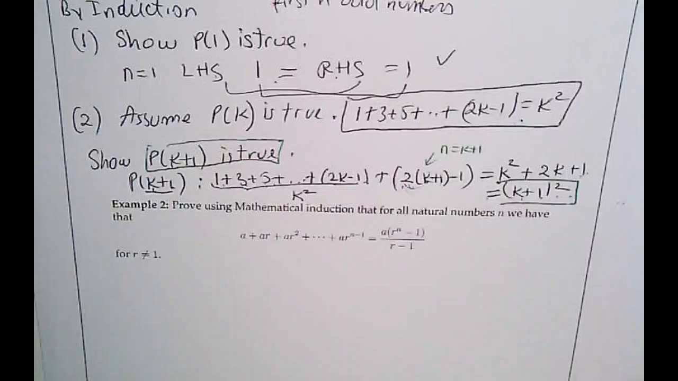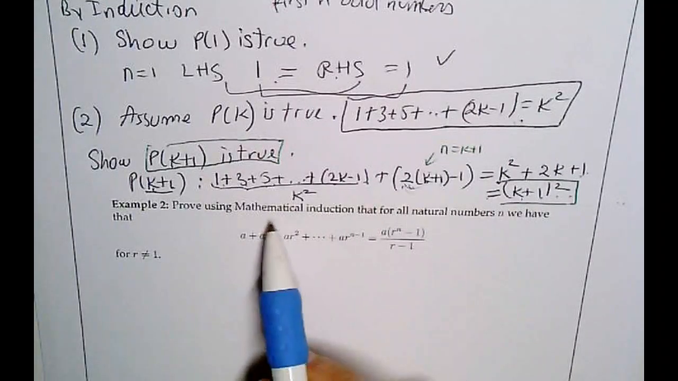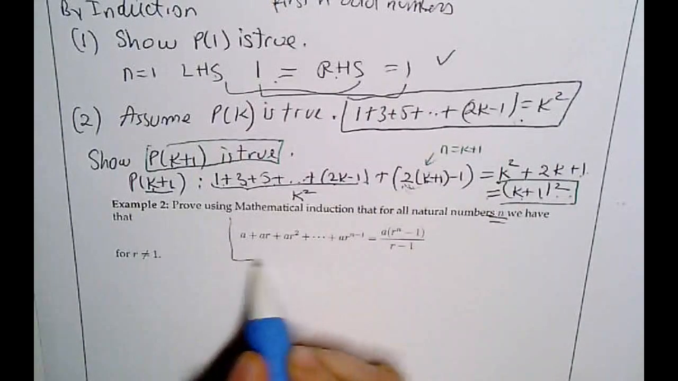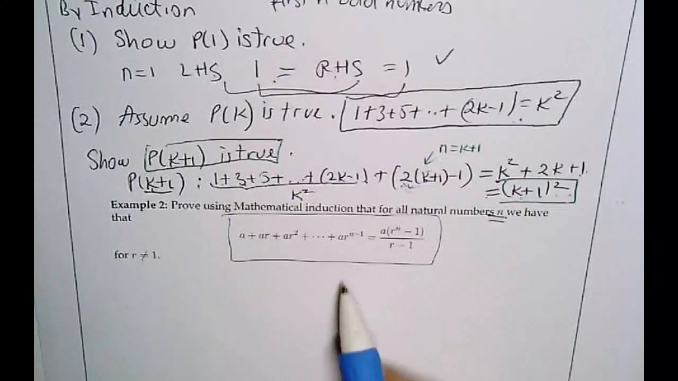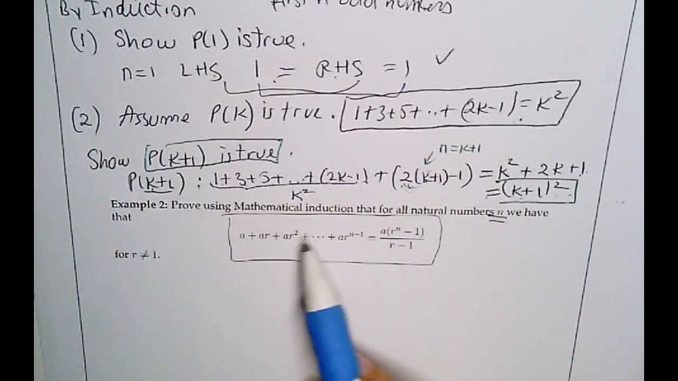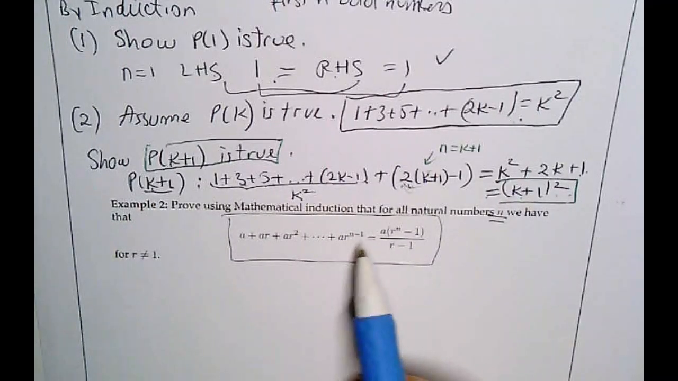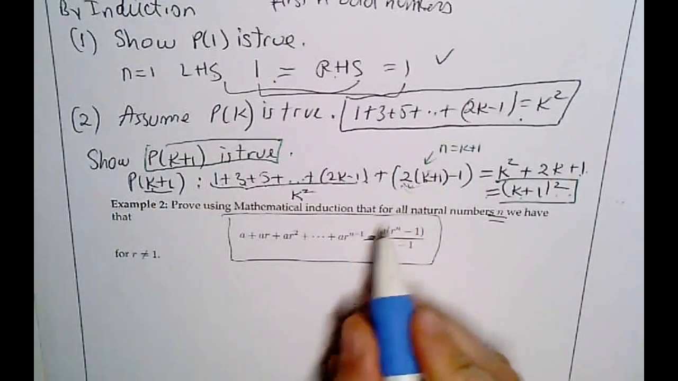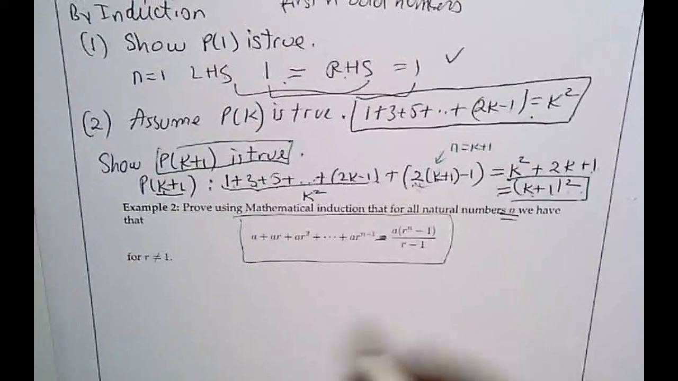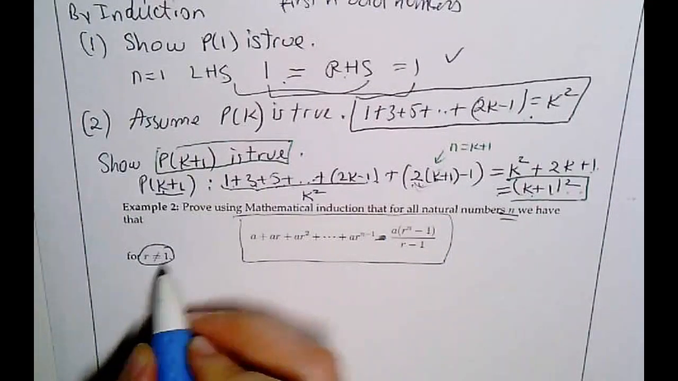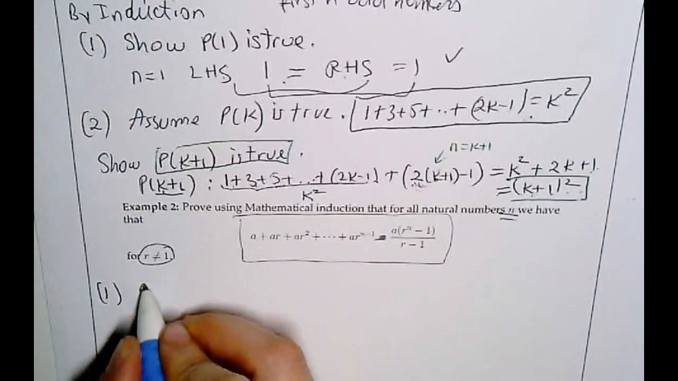All right, so let's do another example. Prove using mathematical induction that for all natural numbers n, this statement holds. This is a geometric series, and it's actually a finite series. If you look at your notes, we have gone over this and just say that it's equal to that. Now let's prove that this is true. To prove that this is true for any r not equal to 1, I need to first show that P of 1 is true.